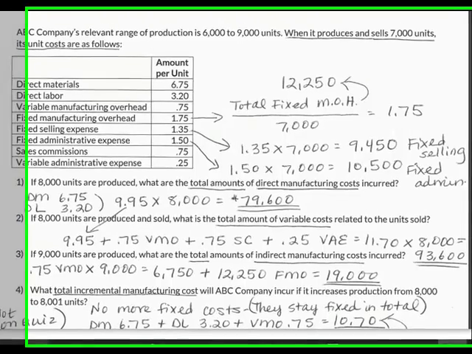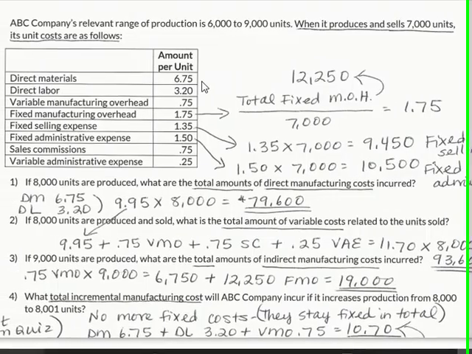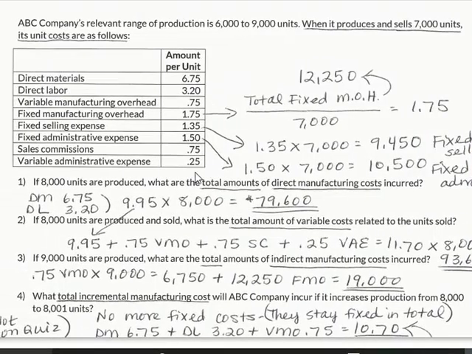So here we have a manufacturing company whose relevant range of production is 6,000 to 9,000 units. That means it presently has the capacity to produce a number of units in this range, and its fixed costs will remain fixed in total, provided it stays within this relevant range of activity. We're also given per unit amounts for each of our costs.